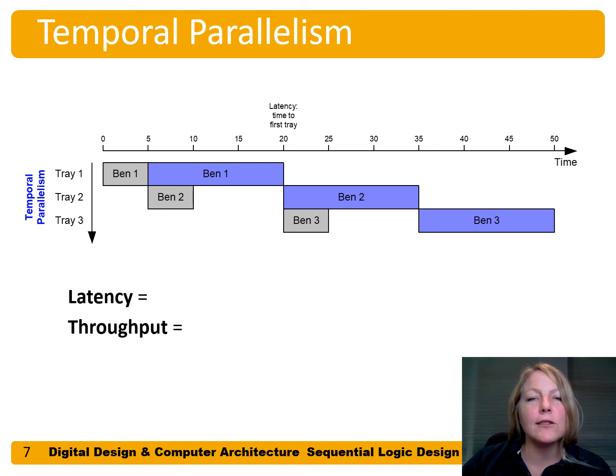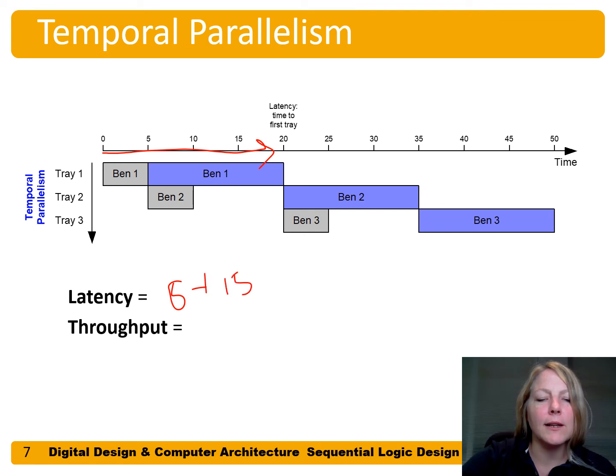Now Ben decides to use temporal parallelism. So he's going to roll a tray of cookies and then put the tray in the oven. But while he's waiting for that tray of cookies to come out of the oven, he's going to roll the next tray of cookies. So the latency from when he first starts to getting his first cookie out is still 5 plus 15 minutes, or 20 minutes.